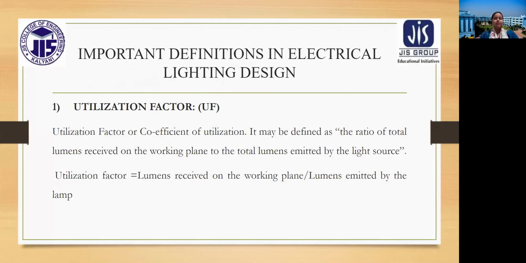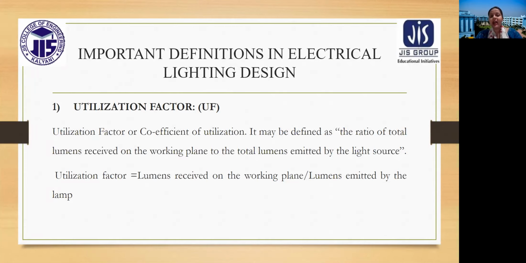So before we study different methods, we need to know different definitions, right? So first is utilization factor. In our problems, we will write it by the abbreviation UF. Utilization factor or coefficient of utilization may be defined as the ratio of total lumen received on the working plane to the total lumen emitted by the light source, right?